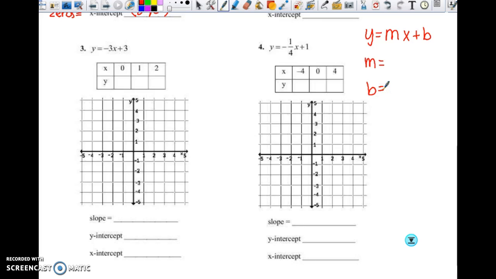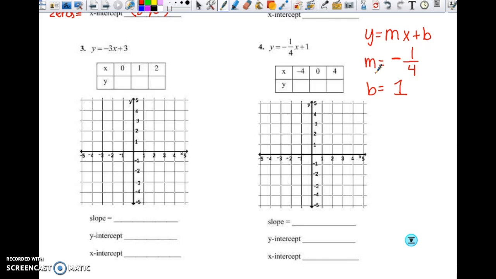So let's look at our equation, y equals mx plus b. Let's go ahead and identify, can we identify the slope? The m is always with the x attached. So my slope here is a negative 1/4. And my y-intercept, this b out here, is a positive 1. So I know this is my y-intercept, I know this is my slope.